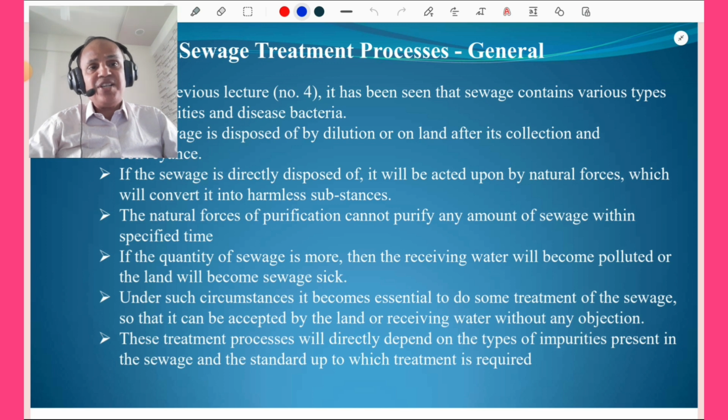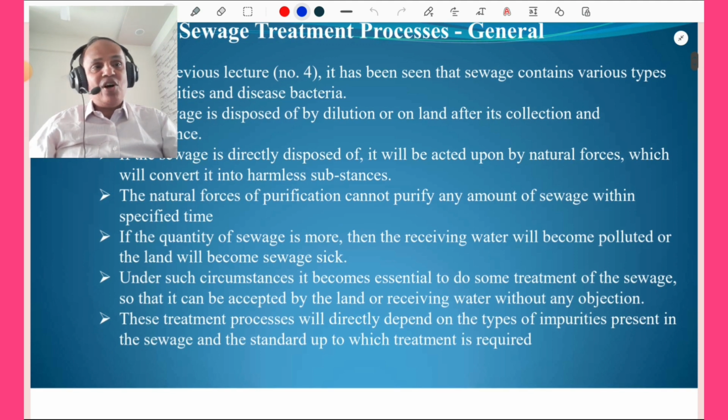The natural forces of purification cannot purify any amount of sewage within the specified time. It requires time. That self purification of streams requires time, and if we don't have so much time, then we have to go for the sewage treatment processes. If the quantity of sewage is more, then the receiving water will become polluted and the land will become sewage sick. The land which contains a large amount of sewage is called sewage sick land. Under such circumstances, it becomes essential to do some treatment of the sewage so that it can be accepted by the land or receiving water without any objection.